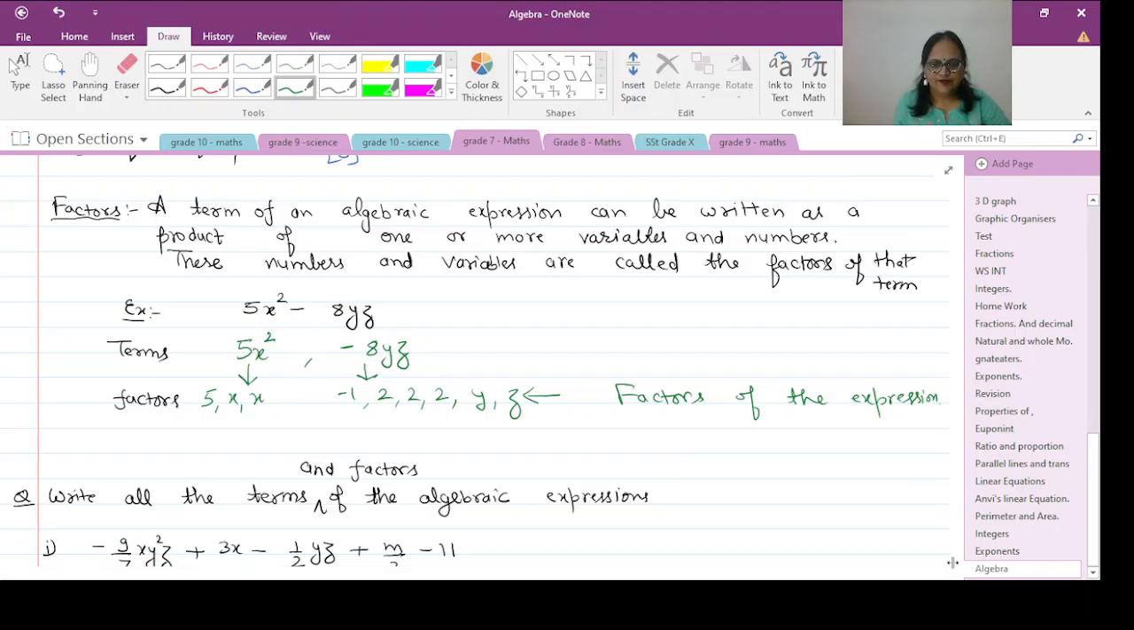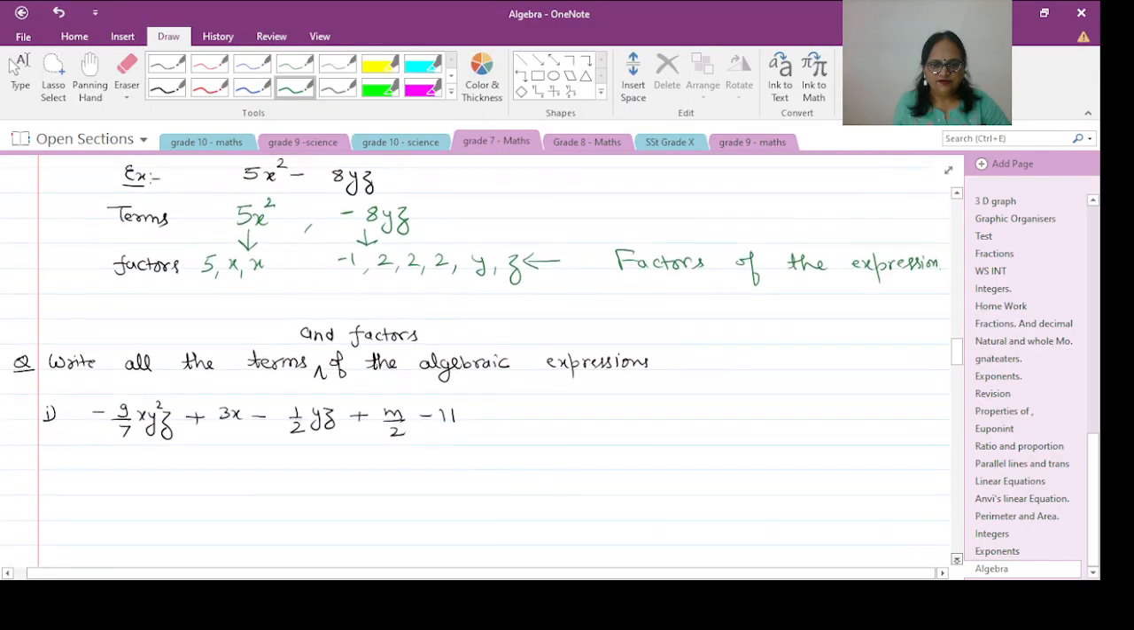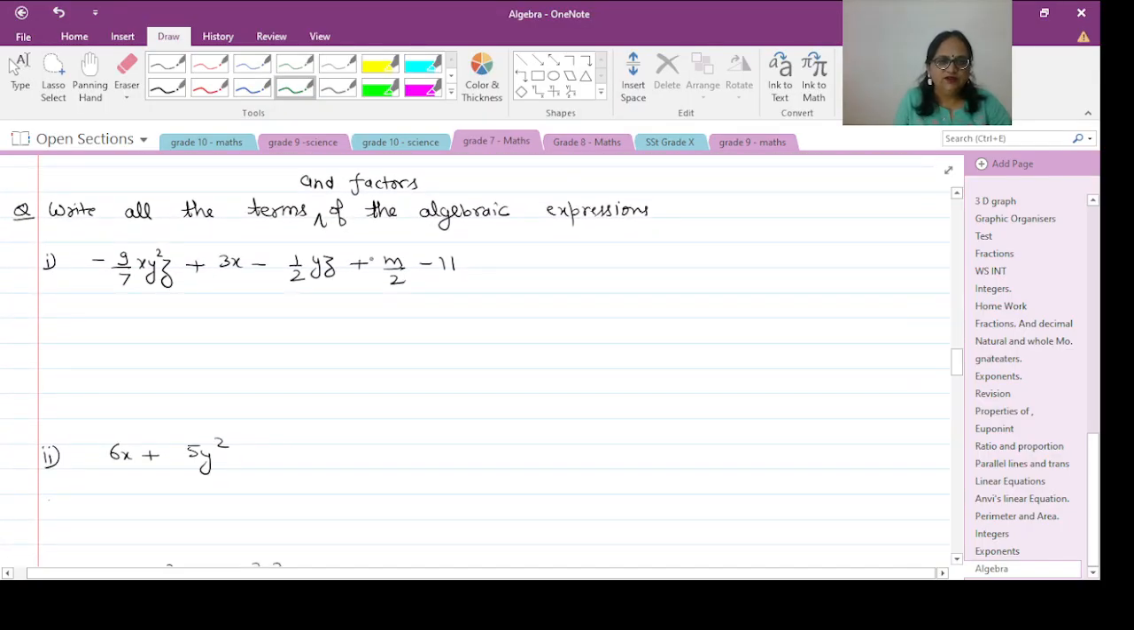ठीक है. Let's take some examples. Write all the terms and factors of the algebraic expressions. मुझे terms भी लिखने हैं और factors भी लिखने हैं. So first I write terms. Minus 9 upon 7 xy square z comma 3x comma minus 1 upon 2 yz comma m by 2 comma minus 11. But you have to take the sign also.